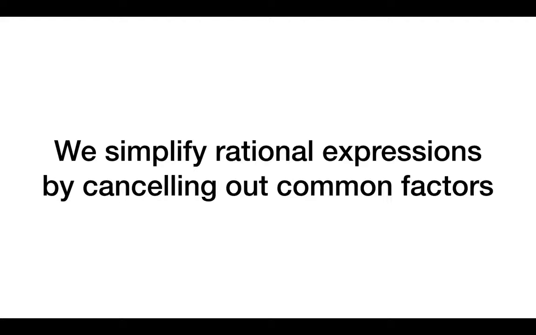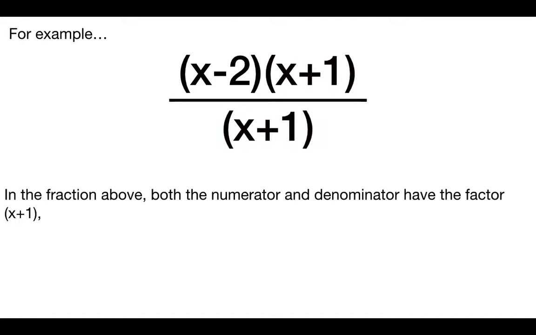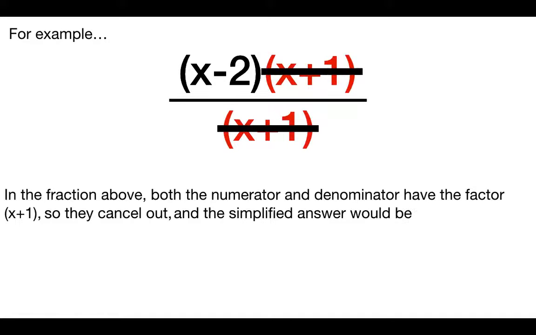We simplify rational expressions by canceling out common factors. Now, we're going to just talk about simplifying rational expressions again because it's going to be very helpful as we try to answer some of these. So here's a good example right here: x minus 2 times x plus 1 divided by x plus 1. In the fraction above, both the numerator and denominator have a factor of x plus 1, so they cancel out. And the simplified answer would be x minus 2.